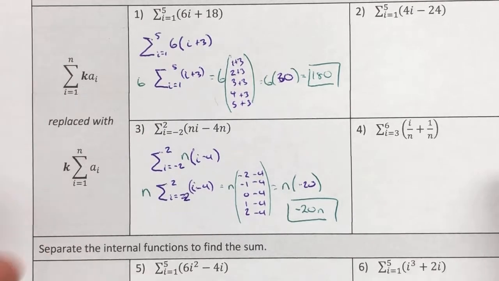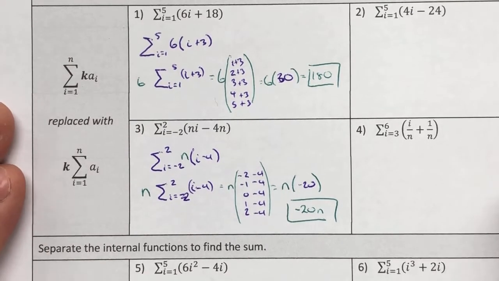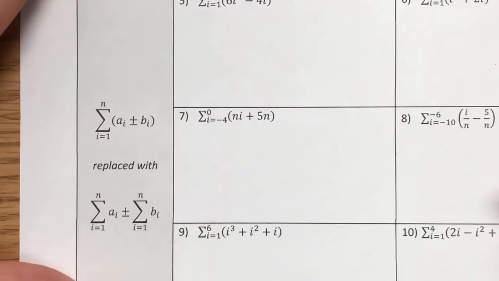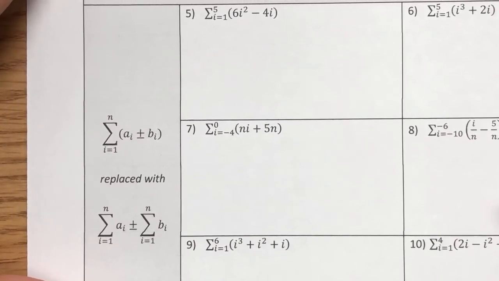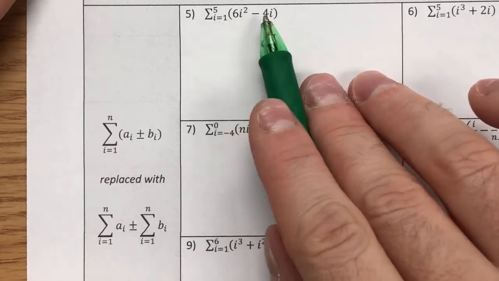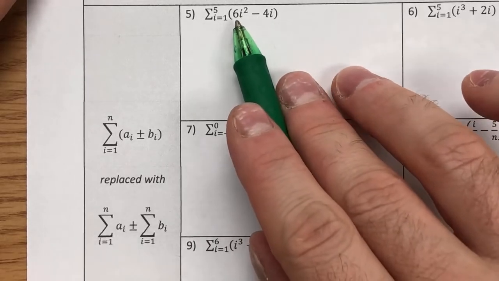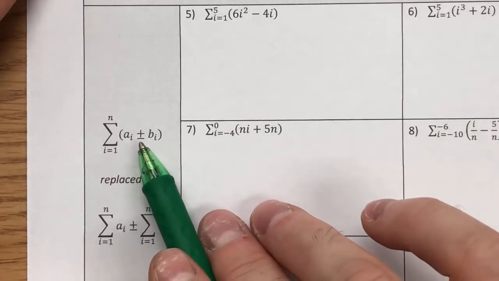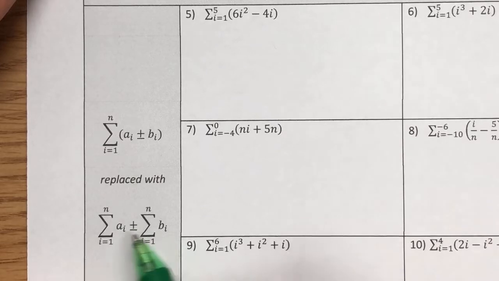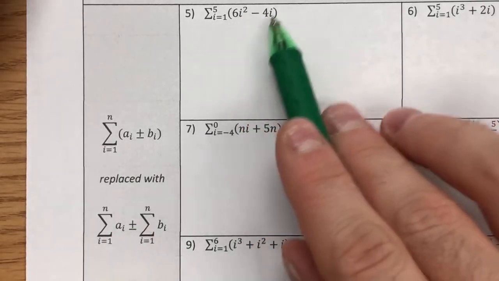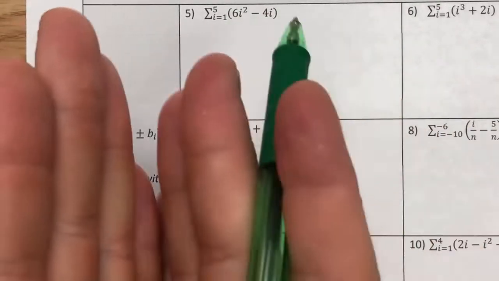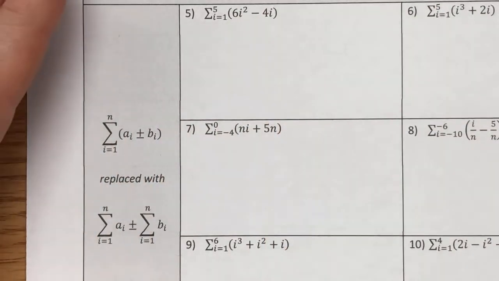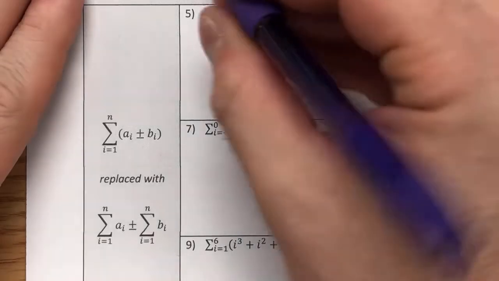And we'll use this later on when we abbreviate it even further. The next shortcut that we're going to be doing is if I have multiple terms inside the brackets, like a 6i squared minus 4i, I'm allowed to break that into 2 summation rules. That being said, again, we can do this via brute force, but it's going to help us later on by splitting it into 2.